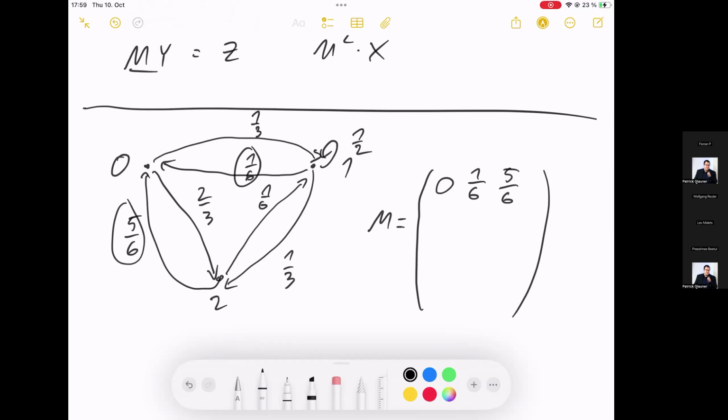And now, having looked at this graph, I want you to continue this and provide me with the next 2 rows of our matrix M. And once you have them, send them to the chat.